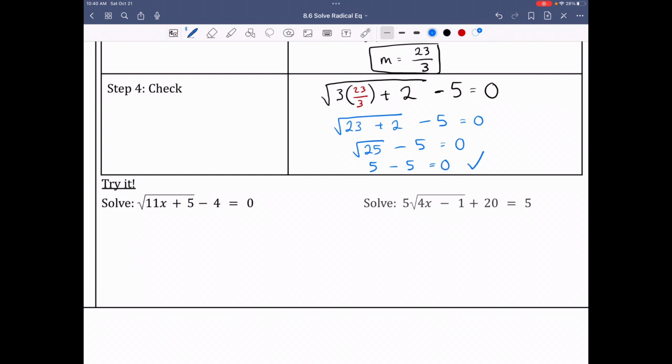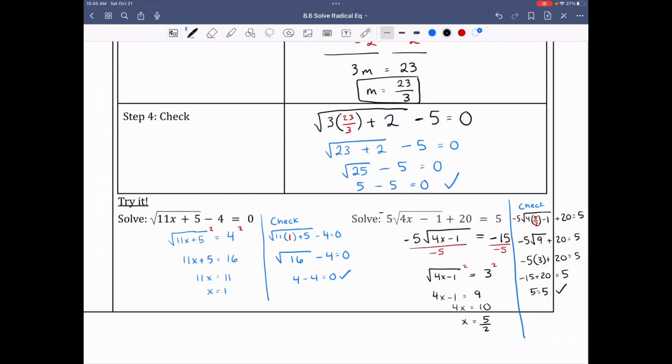Now we have a couple try it problems for you to try at the whiteboards in your groups. If you worked these out on your own at home, you can check your answers and the steps. And if you did them on the board, you should have gotten x equals 1, and the work to check it is shown, and you should have gotten x equals 5/2. Again, the work is there, and it does check. Turn your page when you are ready.